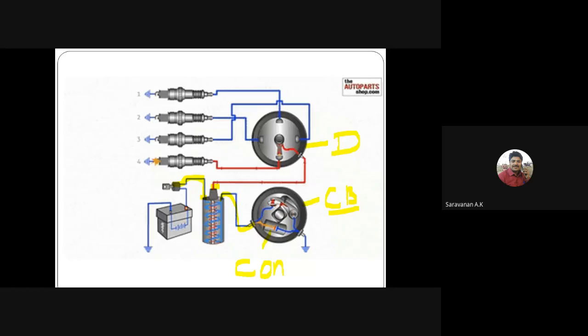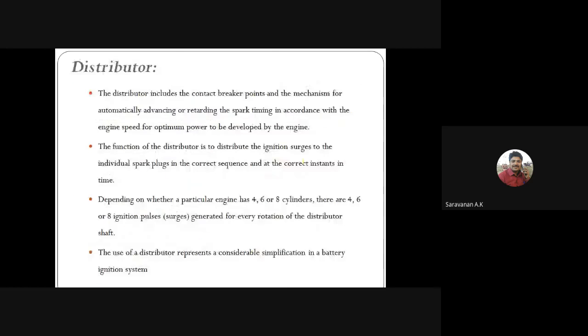So from the battery, the ignition switch is there. From the ignition switch, it is connected to the induction coil, right? Then the other end of the coil will be connected to the circuit breaker, and the high tension cable will be connected to the distributor, right? So these are all the parts.